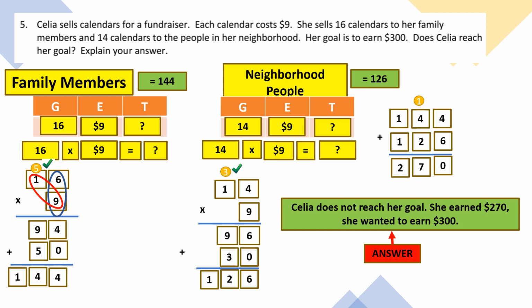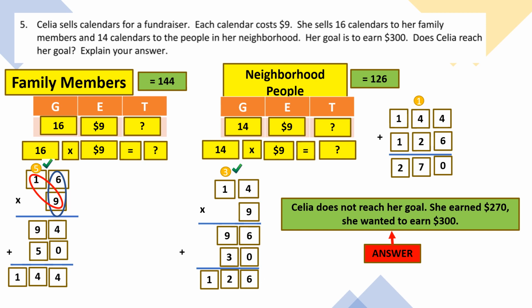So did Celia reach her goal? No. Unfortunately, Celia does not reach her goal. She earned $270. She wanted to earn $300. So that's our answer.